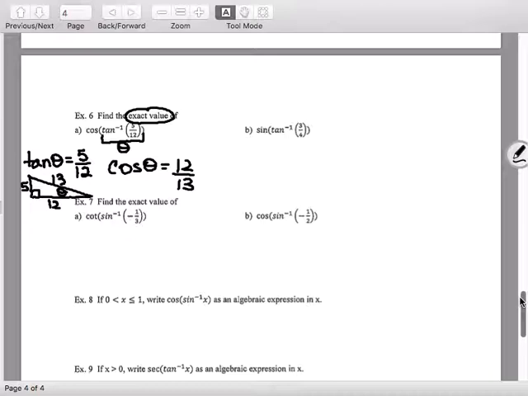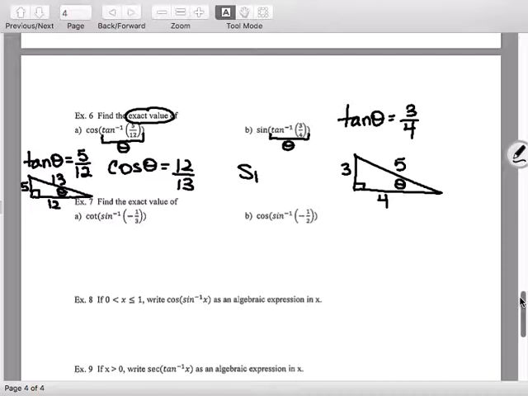So I play the "what do I know" game. Math is so fun. So here we go. The inside is theta, and I get the tangent of theta is 3/4. That's what I know. So I'm going to draw a triangle. TOA, tangent, opposite over adjacent. Then what's my missing side? 5. It's a 3, 4, 5. So then what's the sine of that angle theta? 3/5. Okay. All right. Is this starting to make sense?